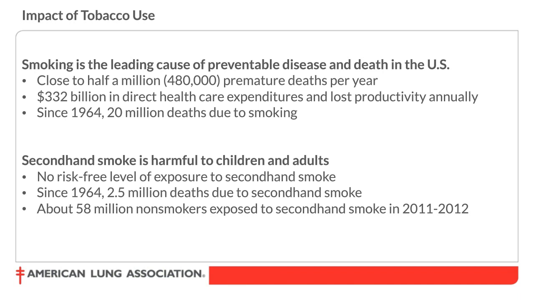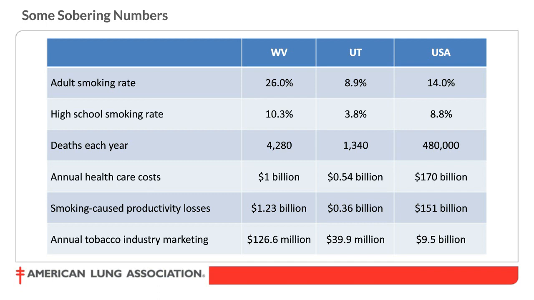Secondhand smoke is also harmful to children and adults. There is no risk-free level of exposure to secondhand smoke. Since 1964, about 2.5 million deaths were due to secondhand smoking. And between 2011 and 2012, about 58 million non-smokers were exposed to secondhand smoke. As mentioned during our quiz, West Virginia has the highest smoking rates in the U.S., and Utah has the lowest number. Take a look at these rates compared to the United States.